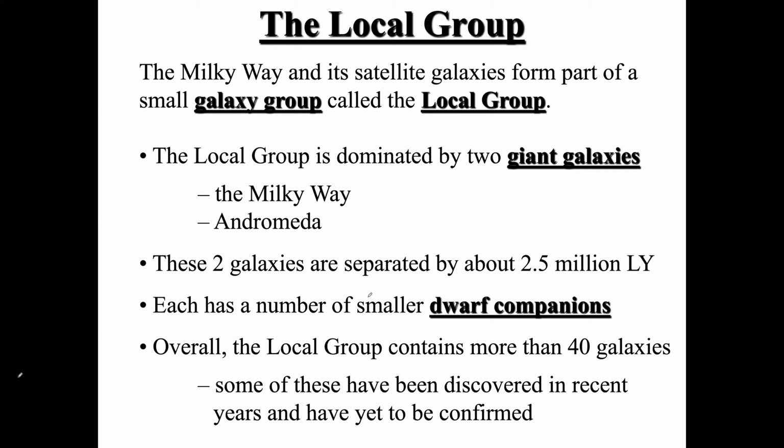And we have 2 giant galaxies, Milky Way and Andromeda, in the local group. These 2 galaxies are separated by around 2.5 million light years, and each has a number of small dwarf companions. This local group contains around 40 galaxies. So we are in the local group of galaxies, which has around 40 galaxies, including these 2 giant galaxies, Milky Way and Andromeda, right?